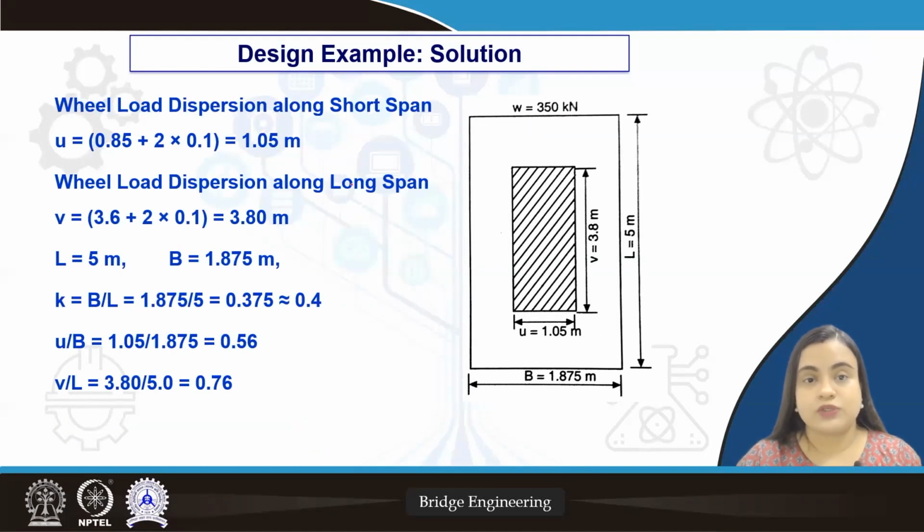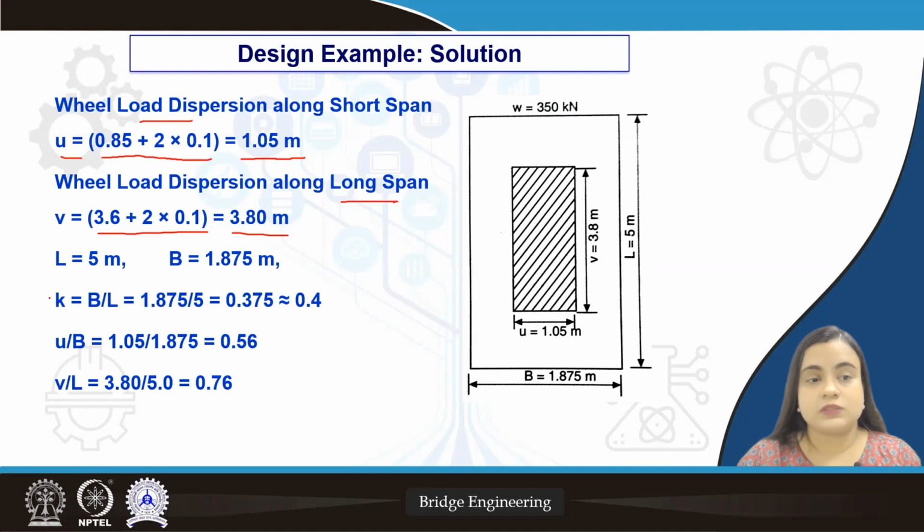So wheel load dispersion in the short span direction U will be equal to 0.85, that is wheel imprint in that direction, plus 2 times wearing coat thickness, that is 0.1 meter. So 0.85 plus 2 times 0.1 equals 1.05 meter. Similarly, wheel load dispersion along the long span V can be obtained as wheel imprint in that direction plus 2 times wearing coat thickness, that is 3.6 plus 2 times 0.1, that is equal to 3.8 meter.